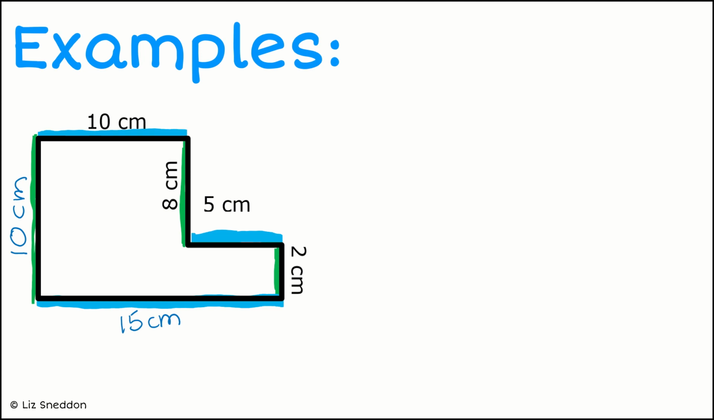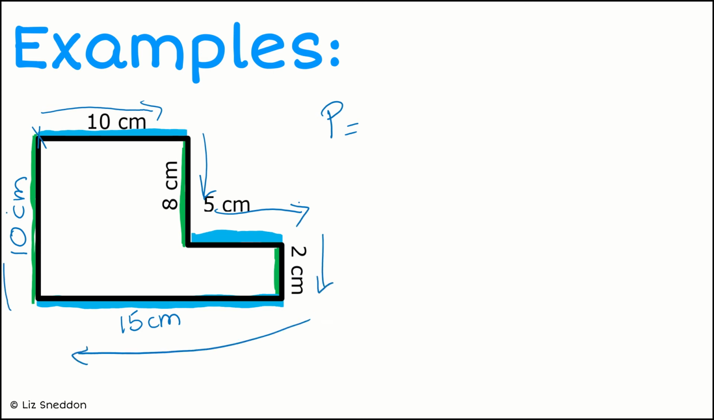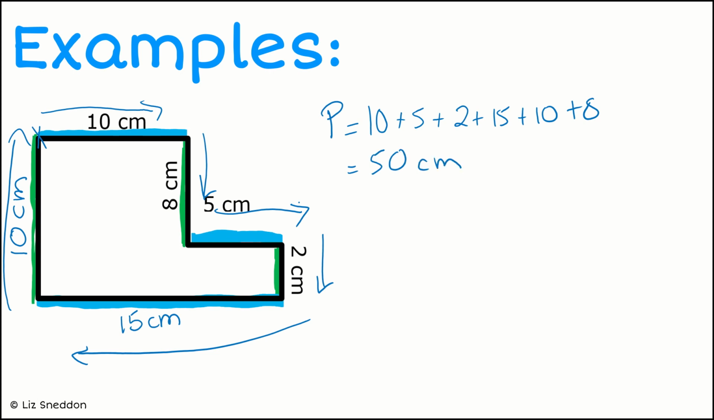Now I can add them together. So P for perimeter, and I'm going to start in this top corner and walk around each side length and add all those lengths together. So I'm going to get 10 plus 5 plus 2 plus 15 plus 10, plus 8, sorry, I missed the side 8 there, and that's going to add up to 50 centimeters. So there's our perimeter.